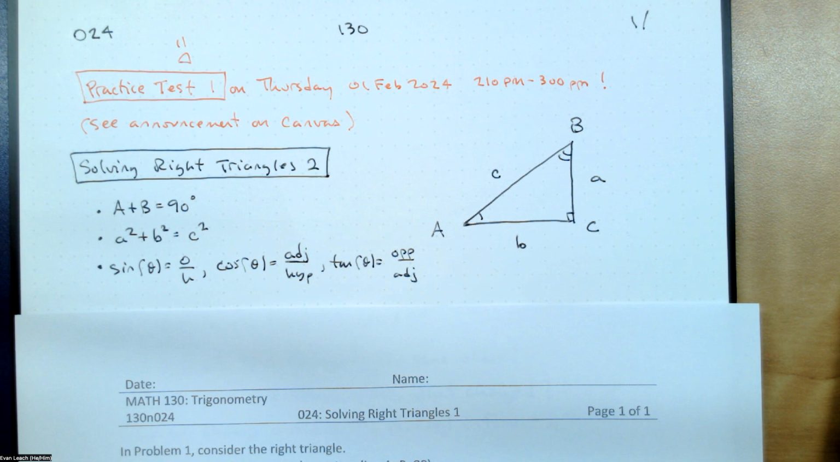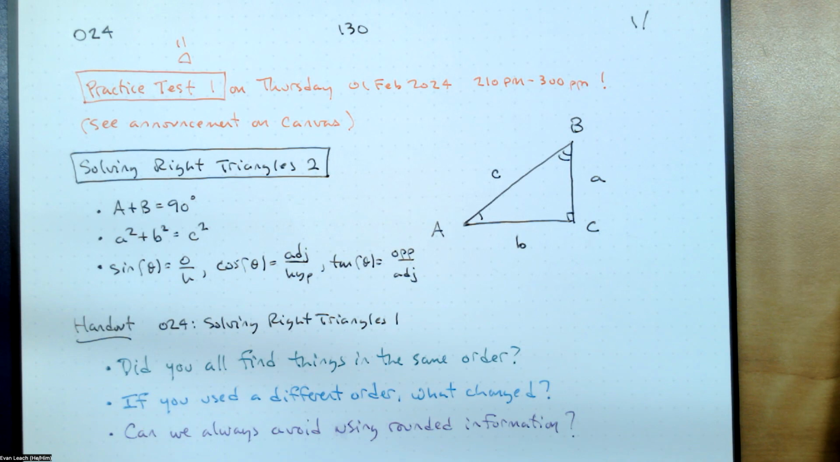The thing that I'm interested in is that I just asked you to find the three other things. I didn't specify some order that you need to find those things. So I'm interested in, did you all find the same things in the same order? How are we going about these problems? Did we all just do them in the same order? If you did things in a different order, what changed?